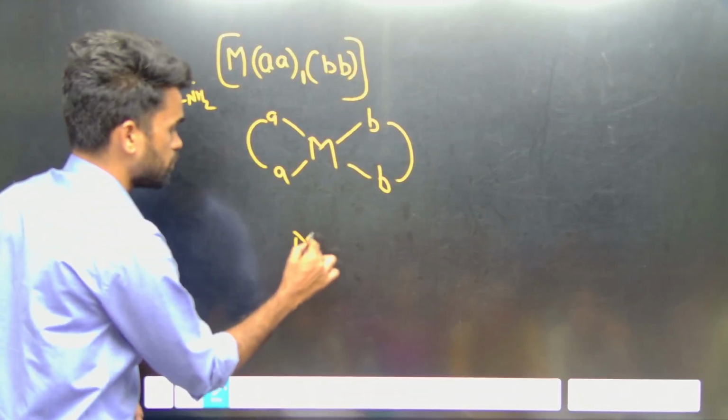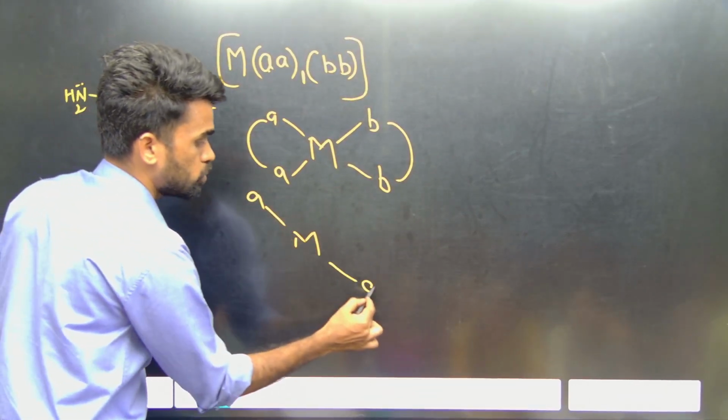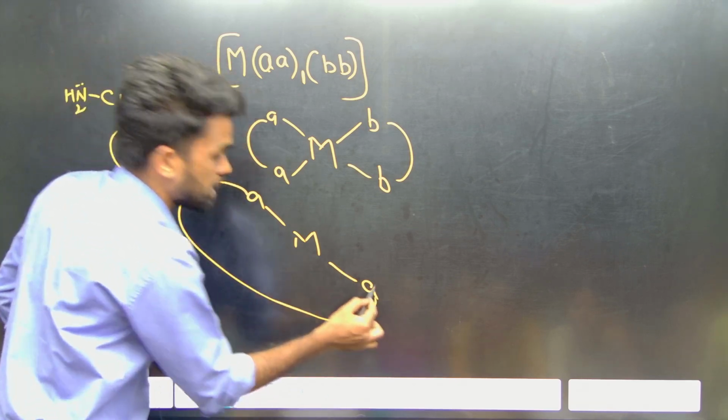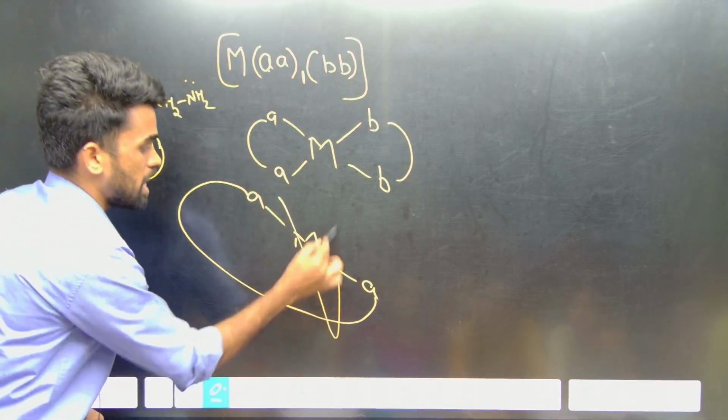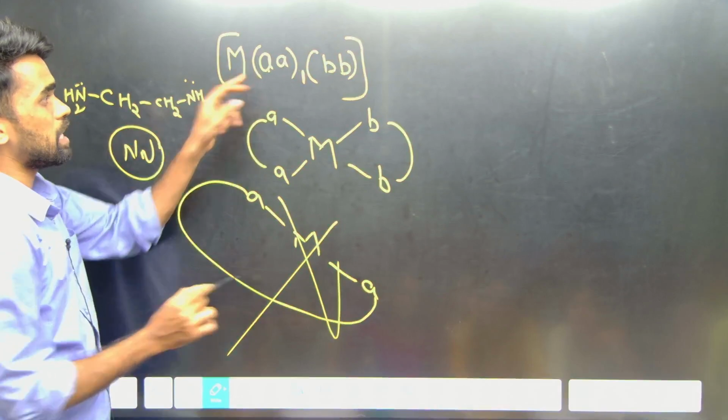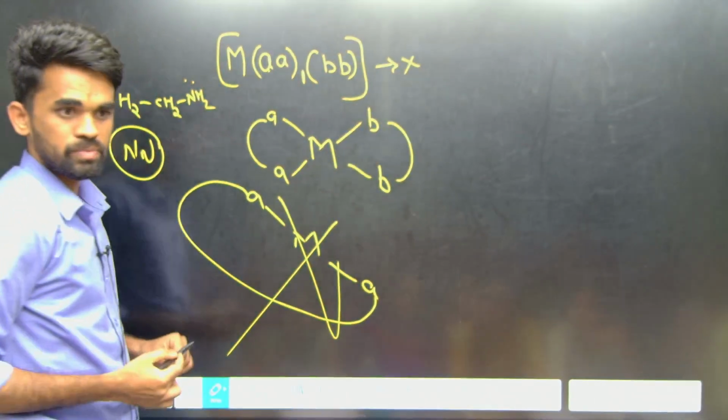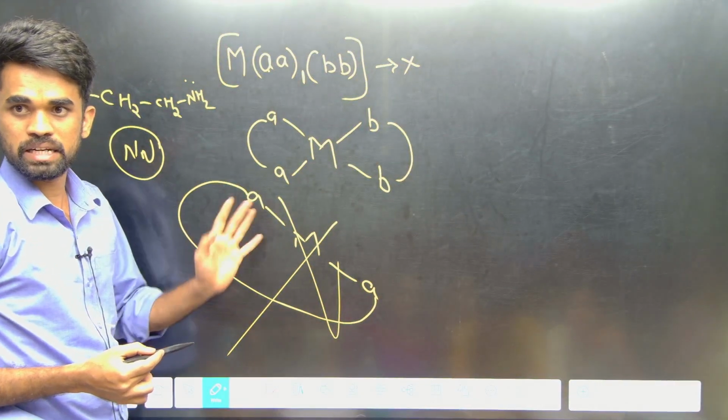See, M A, I should put A here. Is this possible to make a chain like this? So it means trans won't exist. It means geometrical isomerism won't exist in this. Is this clear how to identify whether it is possible or not?